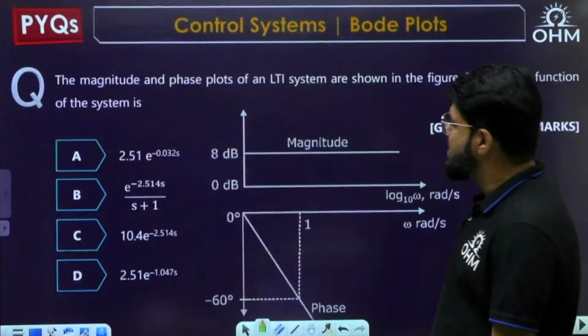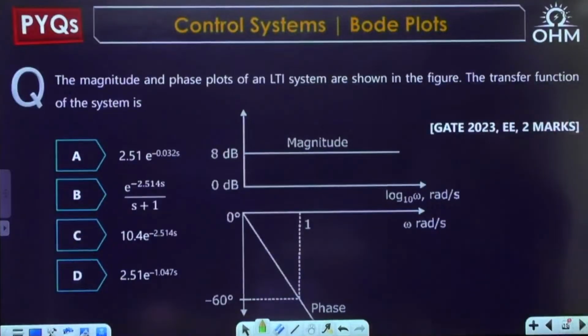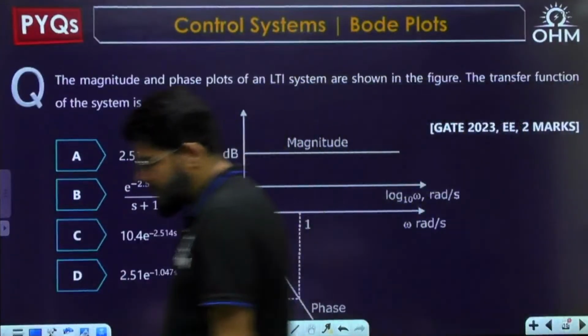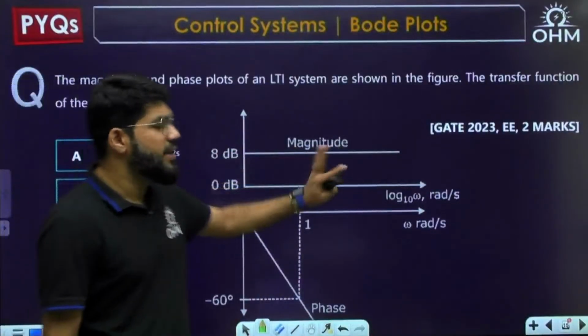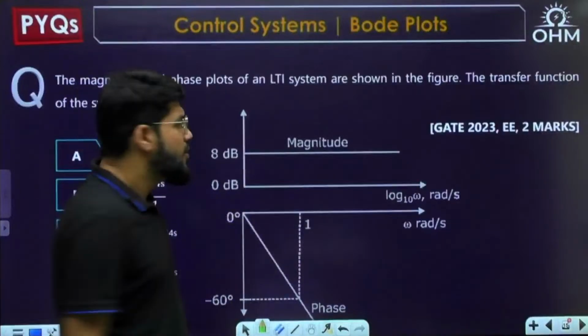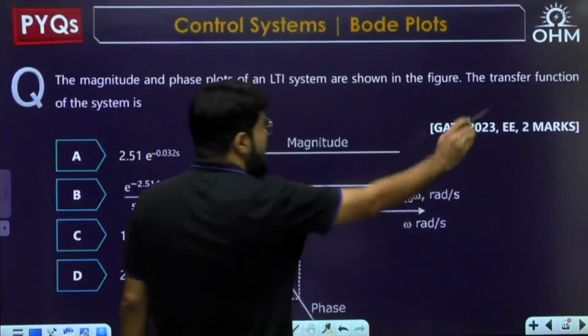Okay, next question. The magnitude and phase plots of a LTI system are shown in the figure. The transfer function. This is a GATE 23 EE 2 marks question. Now see here, the magnitude is entirely constant. There are no corner frequencies seen. It is just constant till infinite.